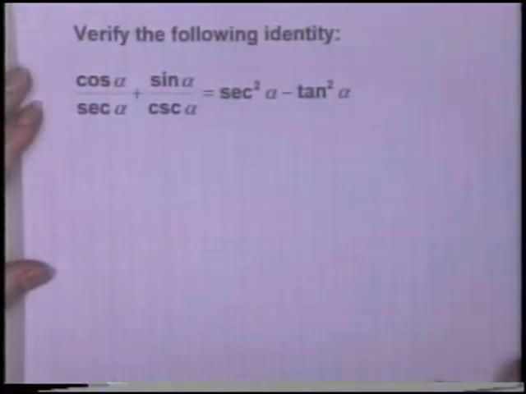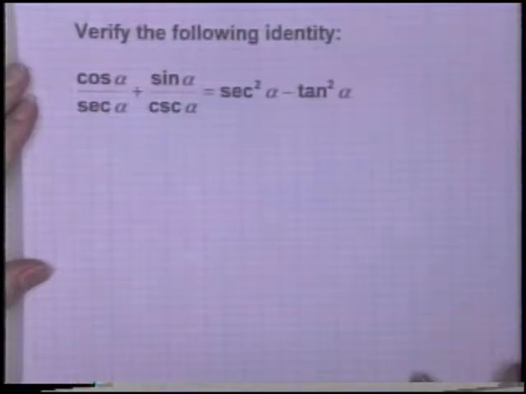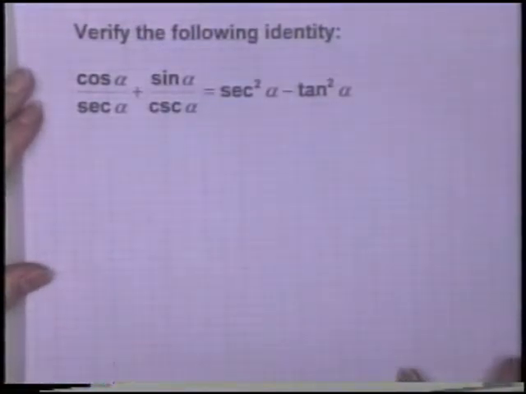Okay, I have one more identity that I want us to do in this lesson. Verify the following identity. We have cosine alpha divided by secant alpha plus sine alpha divided by cosecant alpha equals secant squared alpha minus tangent squared alpha.